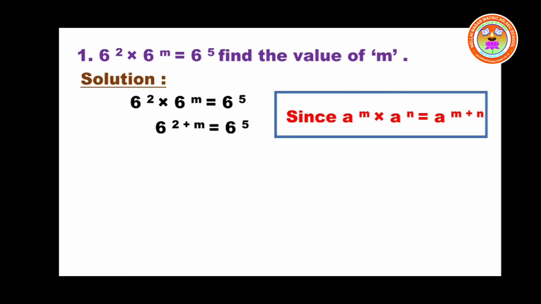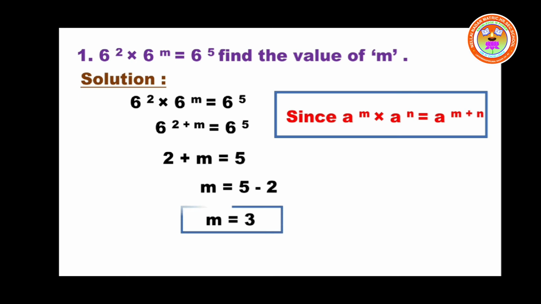Now, here the base in the left hand side and the right hand side is same. So I am going to take only the power. What do you have as the power? 2 plus m and 5. So you can write 2 plus m is equal to 5. The base will get cancelled, that is 6 won't come. 2 plus m is equal to 5. So m is equal to 5 minus 2. When the 2 on the left hand side goes to the right hand side, the sign will get changed. So you will be getting m is equal to 5 minus 2. So 5 minus 2, what is your answer, children? Yes, very good. m is equal to 3. So m is equal to 3 is your answer.